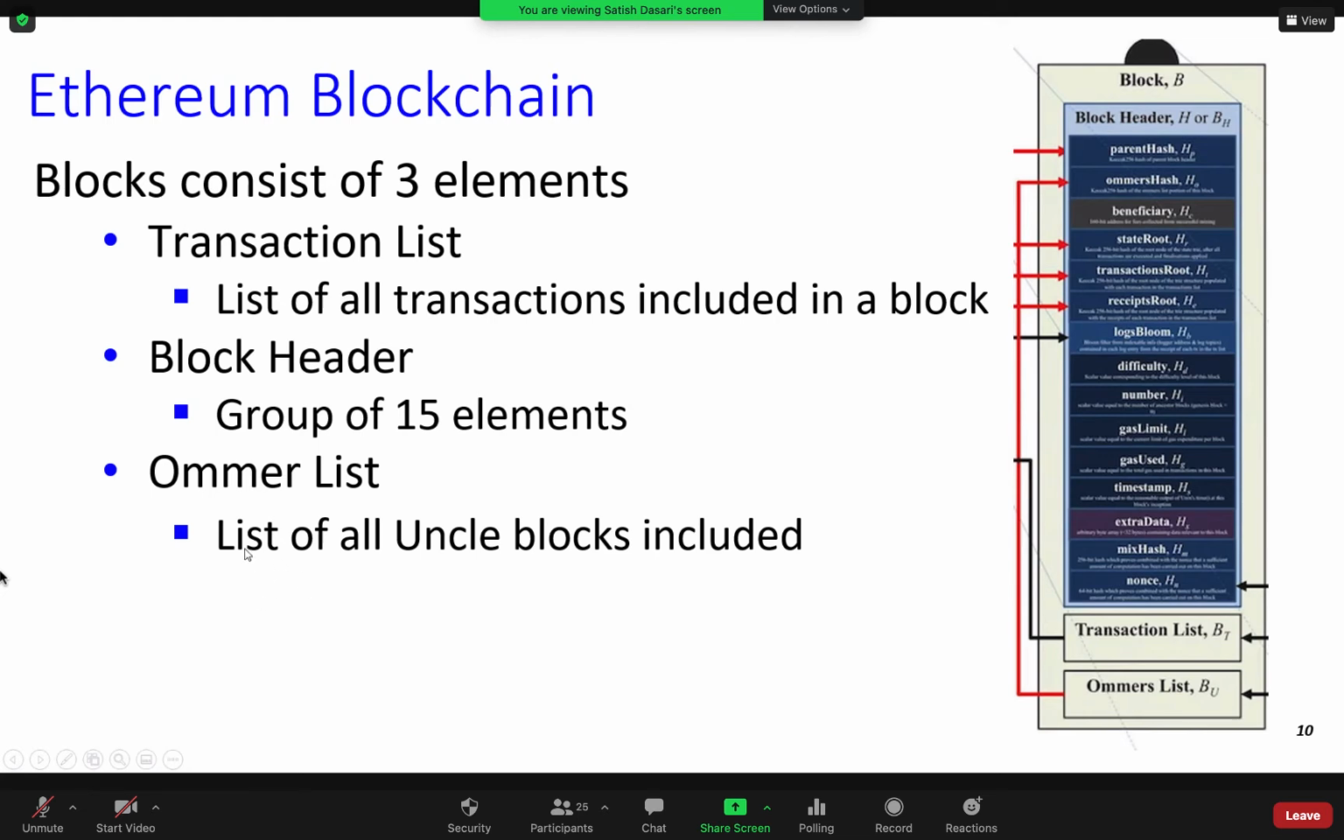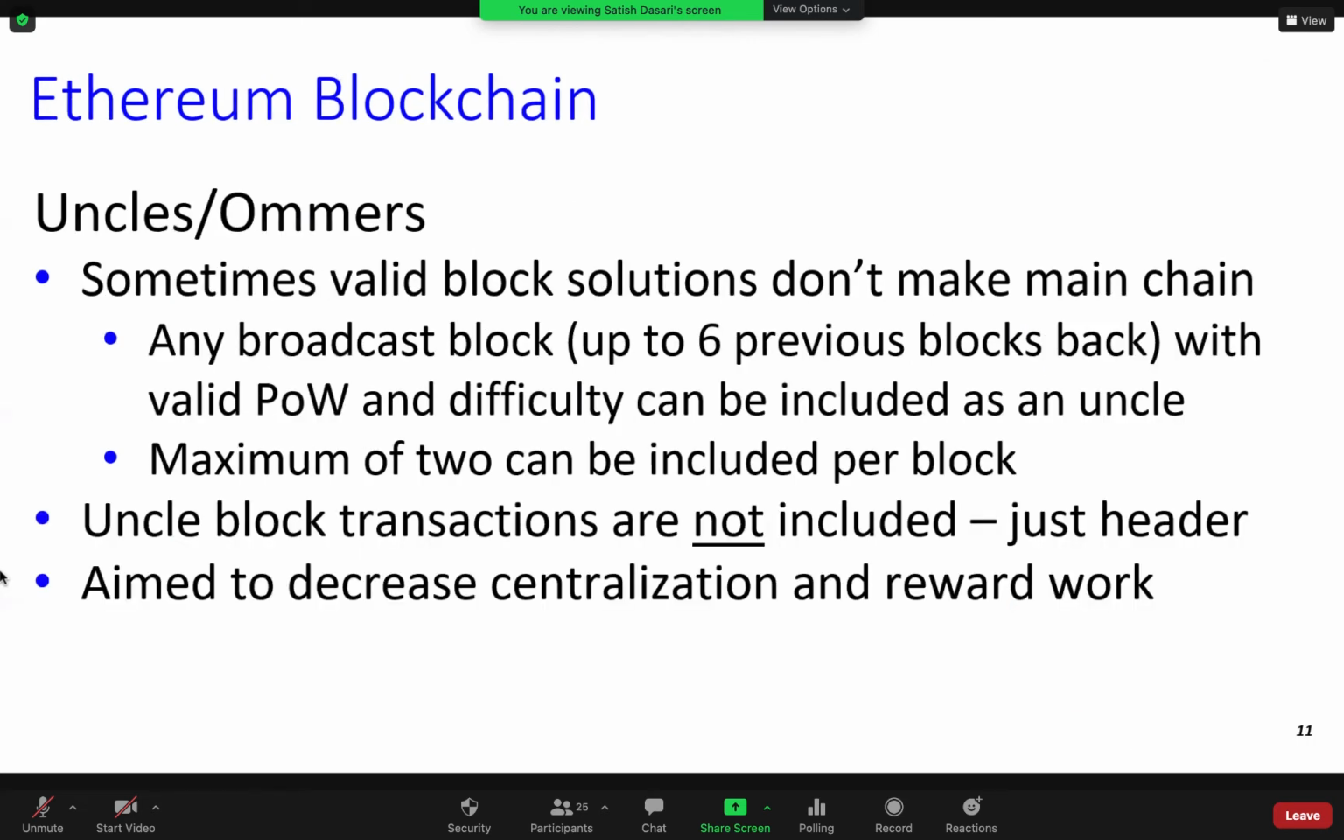These go a little deeper into the stuff, like the Ommer list and Uncle list, which Bitcoin doesn't have as of today, but it is a little too much detail. These are some transactions where it tries to make the difficulty bomb for Ethereum tough for the miner, to incentivize them for the rewards they are going to get.